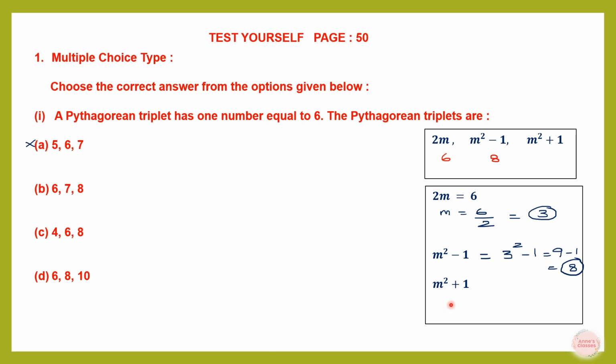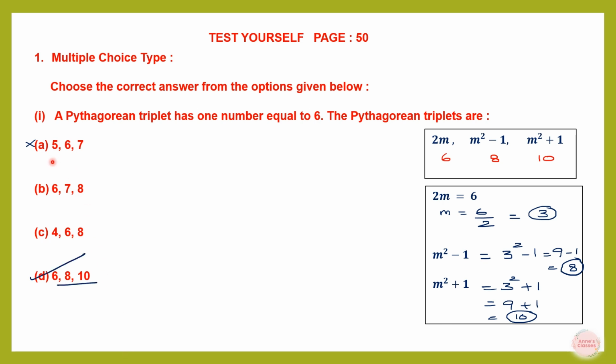Then we have m square plus 1. m square means 3 square. 3 square plus 1. 3 square is 3 threes are 9, plus 1, which is 10. So we've got our third number and that is 10. So these three numbers, that is 6, 8 and 10, form the Pythagorean triplet. And we have it here, 6, 8 and 10. So our answer is option D, 6, 8 and 10.